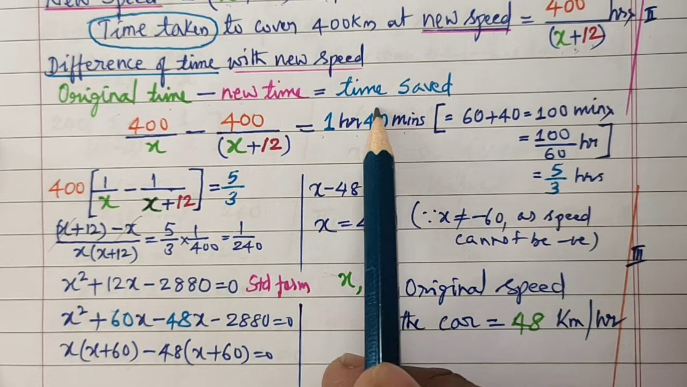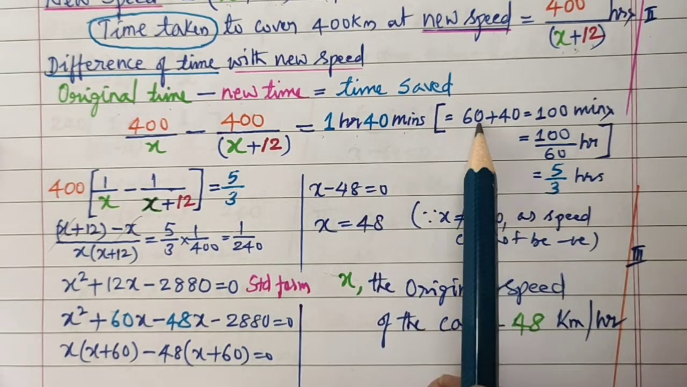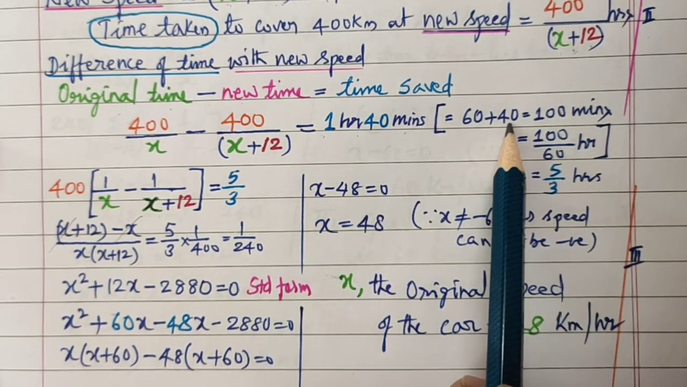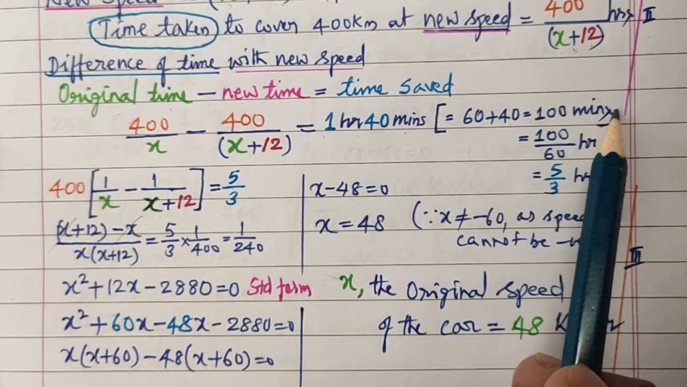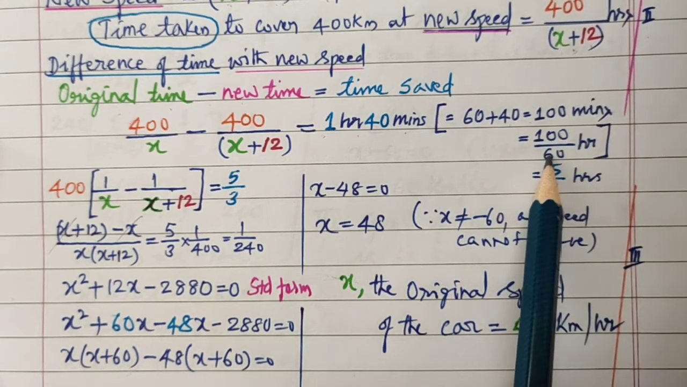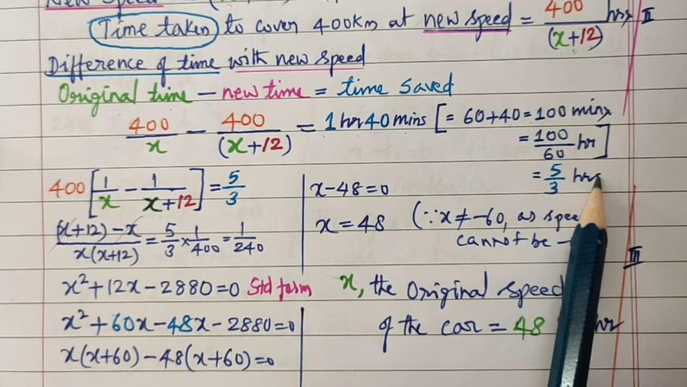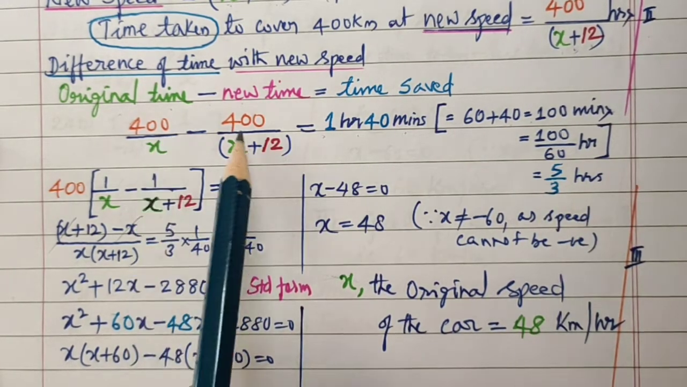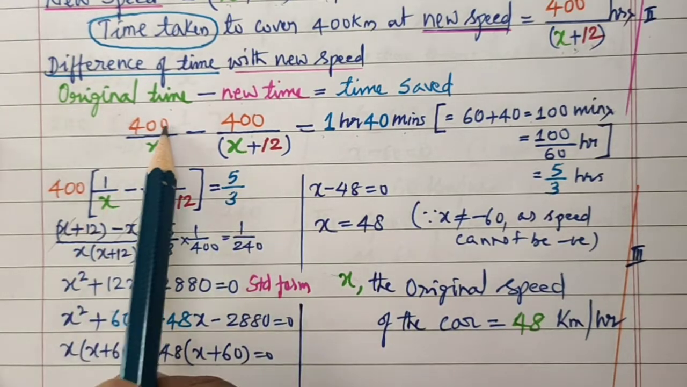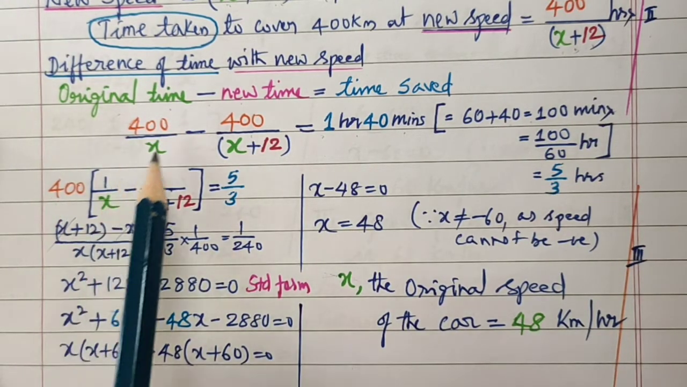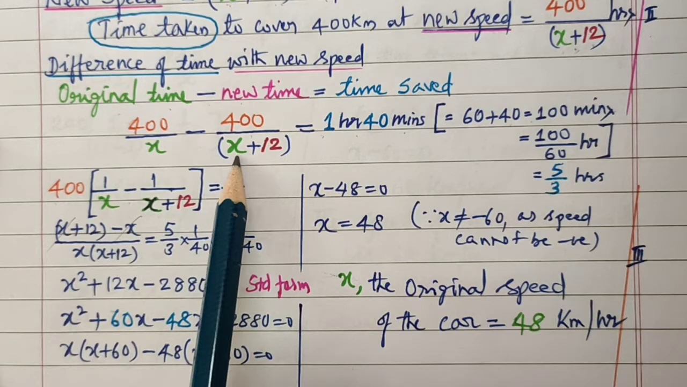Let us convert this 40 minutes into hours. 60 plus 40, that is equal to 100 minutes. 100 minutes divided by 60 will convert into hours. That's going to be 5 by 3 hours. This is the difference in time. Then take out 400 as common. Then left out with 1 by x minus 1 divided by x plus 12 is equal to 5 by 3. How did we get 5 by 3?